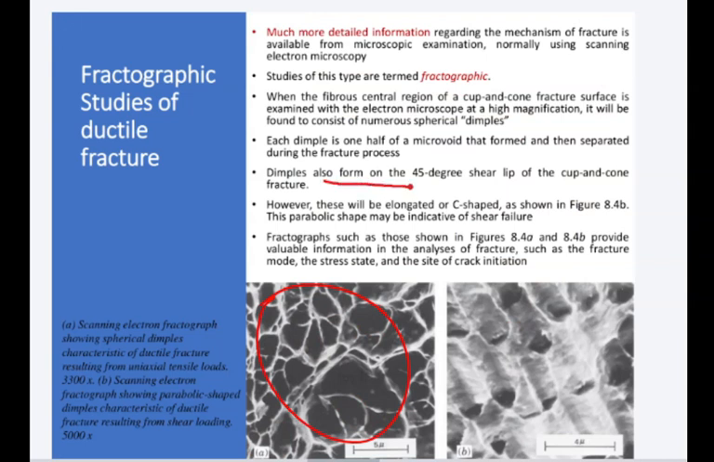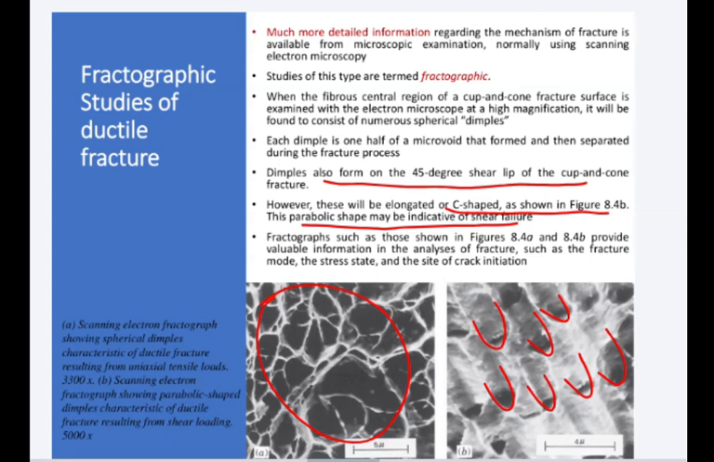Now the dimples also form the 45-degree shear lip of the cup and cone fracture. As I told you, in the cup and cone fracture, at the final stage, it shears at 45 degrees to the tensile load. However, these will be elongated or C-shaped as shown in figure B. The parabolic shape may be indicative of the shear stress. So when it gets elongated, we can also see the parabolic shape. You see different types of parabolas. So this is also for the cup and cone structure.